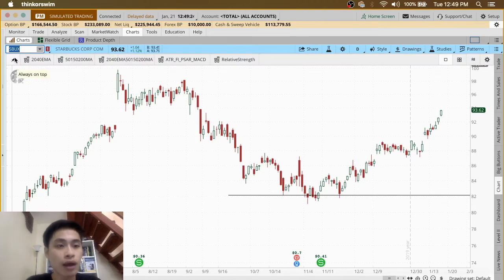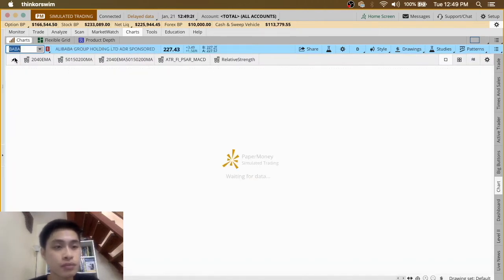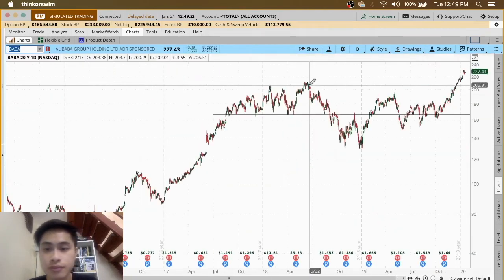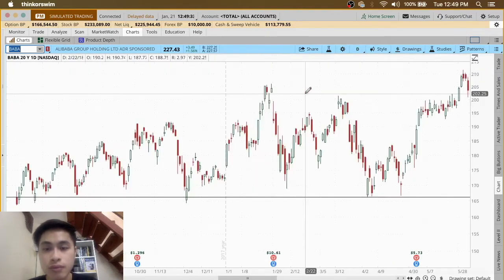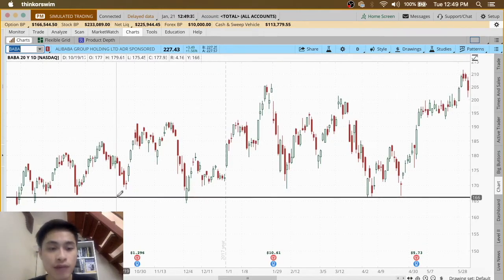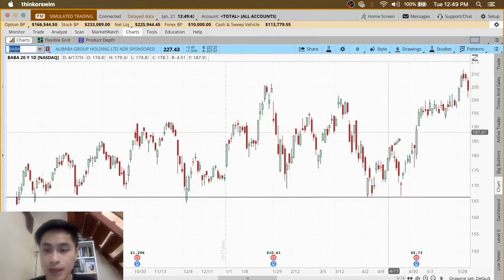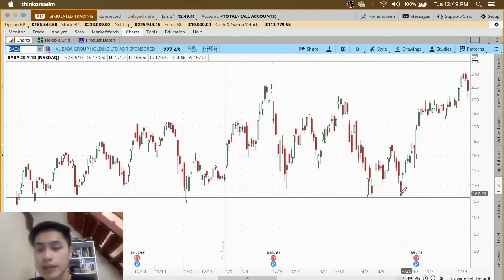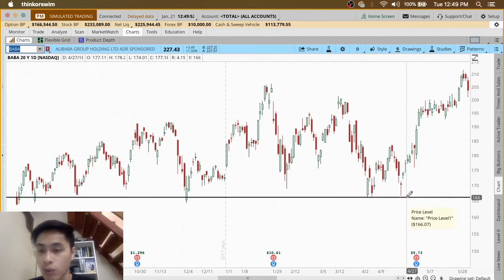Let's take a look at Alibaba. Alright. So let's say we can see that there's a support level at this point, right? Because we see prices testing once, twice, thrice, 4 times, and 5 times. So let's say we want to enter the stock at this point. So we already identified that the support level is at around this level, so 166.